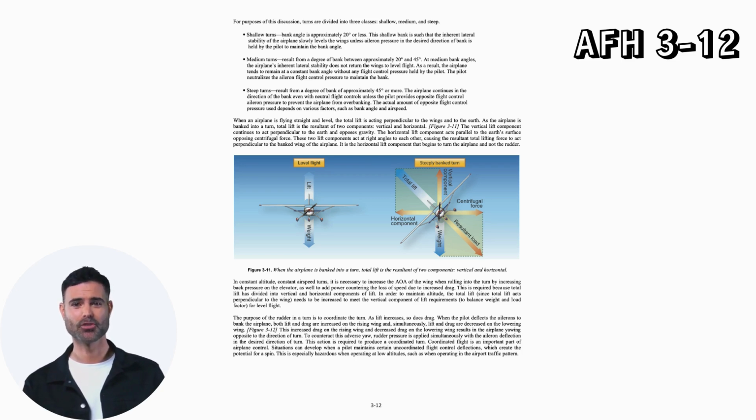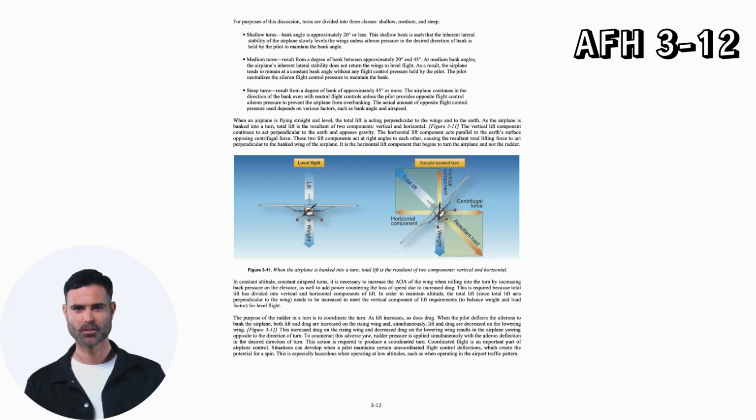When an airplane is flying straight and level, the total lift is acting perpendicular to the wings and to the earth. As the airplane is banked into a turn, total lift is the resultant of 2 components, vertical and horizontal. The vertical lift component continues to act perpendicular to the earth and opposes gravity. The horizontal lift component acts parallel to the Earth's surface, opposing centrifugal force. These 2 lift components act at right angles to each other, causing the resultant total lifting force to act perpendicular to the banked wing of the airplane. It is the horizontal lift component that begins to turn the airplane and not the rudder.